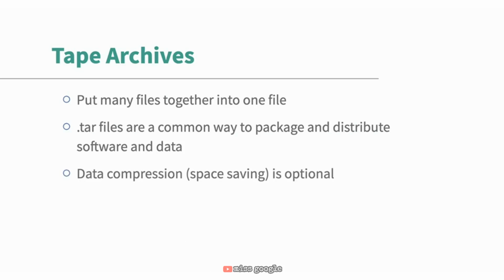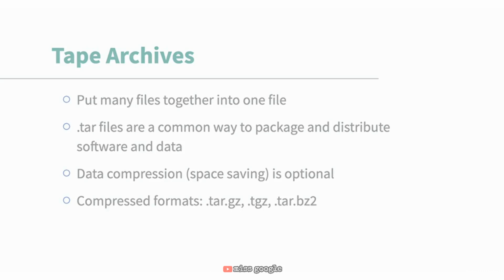Compression tries to reduce the size of a file using some mathematical tricks. If we're using compression with a TAR archive, we'll often see that the file is named with an extension to indicate what kind of compression is being used. For example, there's .tar.gz or .tgz, which is a TAR file with gzip compression, .tar.bz2, which is a TAR file with bzip compression, and others. Gzip and bzip are two different methods for compressing data, and the difference between them isn't terribly important right now.